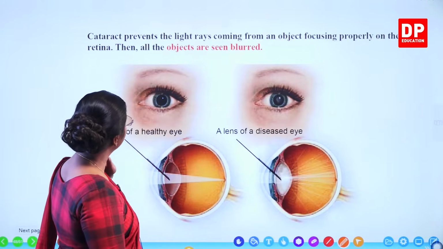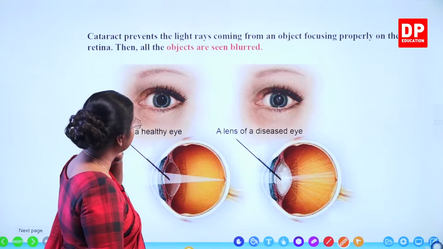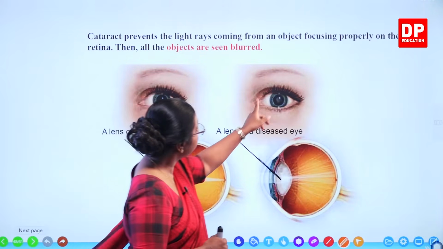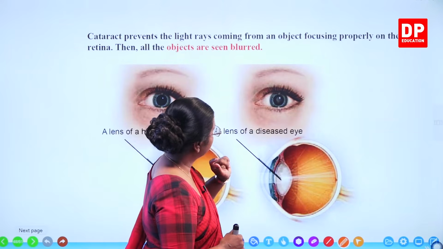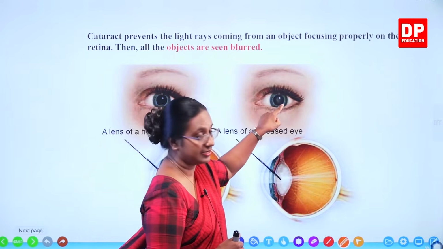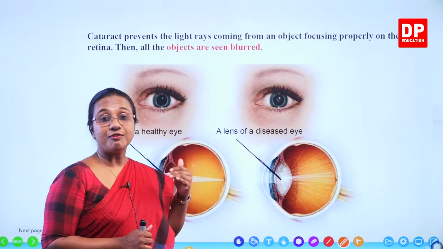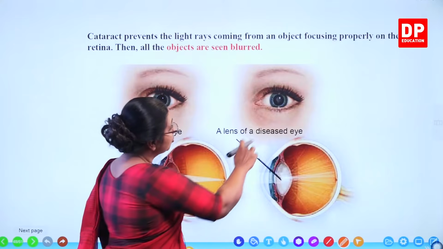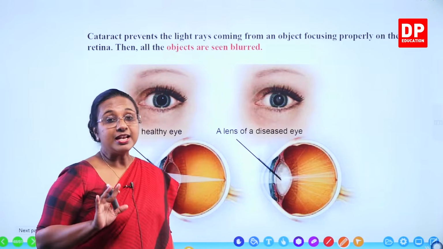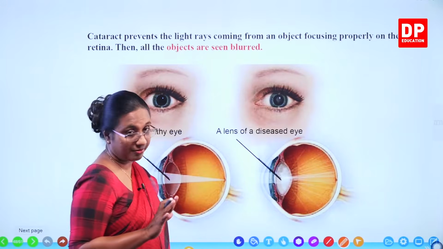You can see the normal lens, and in the middle the pupil and the iris, they are black in color. But if we look at this picture, you can see there is opacity. That is, the transparency of the eye lens has decreased. So, you can see a white color region there. That is an eye with cataract.